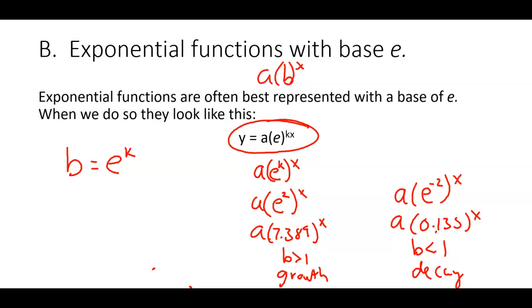So instead of thinking of it as when b is greater than 1, it's growth, and when b is less than 1, it's decay, here's how we can think about it in this form. We could say when k is positive, it's going to be growth. When k is negative, it's going to be decay. Okay? By the way, another way to think about this is just as the number.